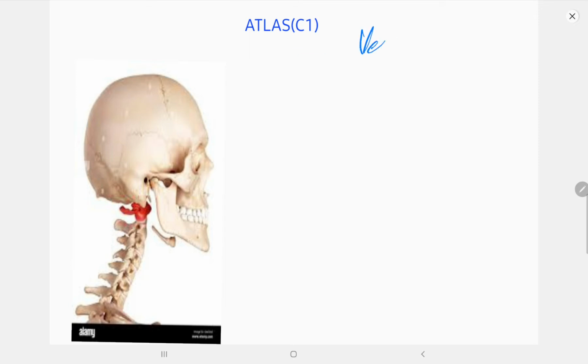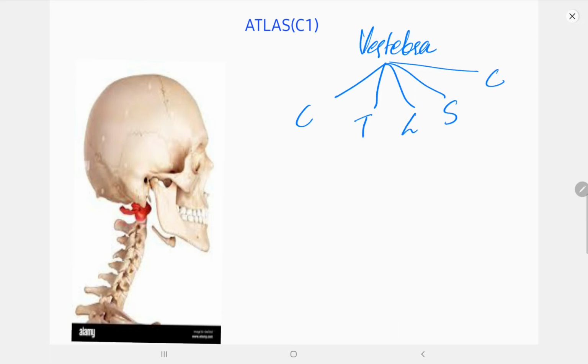Vertebra is of five types: cervical, thoracic, lumbar, sacrum, and coccygeal or coccyx. There are seven cervical vertebra, 12 thoracic vertebra, 5 lumbar vertebra. Sacrum consists of 5 fused to be 1, and coccygeal 4 or 3 fused to 1.